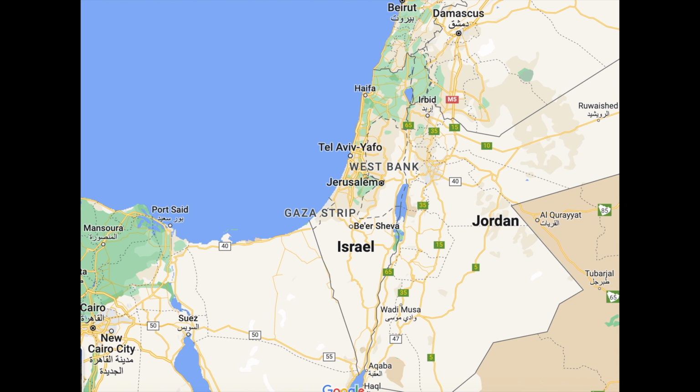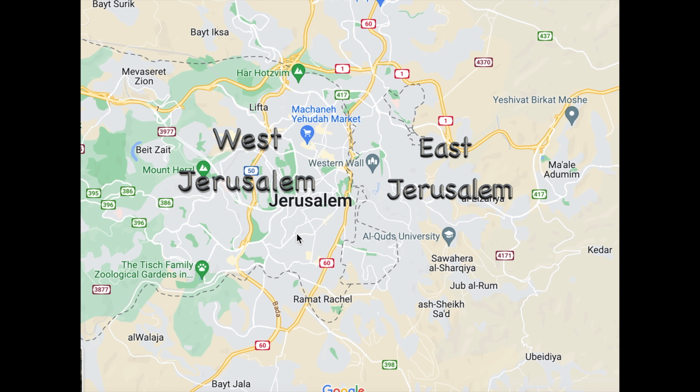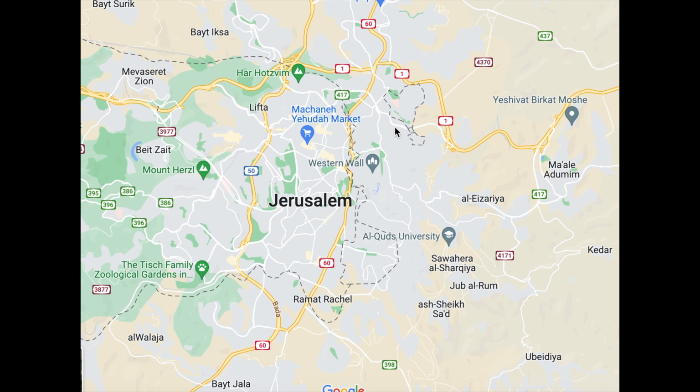The Temple Mount is located in the old city of Jerusalem, which is situated in East Jerusalem. Jerusalem was separated into East and West Jerusalem. West is in Israel and East is in Palestine. But after the war of 1967, Israel is now in control of the whole of Jerusalem.